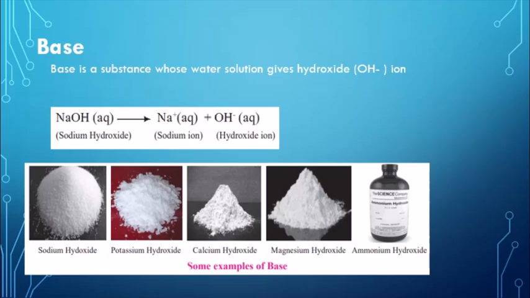Now there are various bases. For example, potassium hydroxide, calcium hydroxide, magnesium hydroxide, ammonium hydroxide. All have hydroxide only. That means OH- ions will be present when we dissolve them in water.